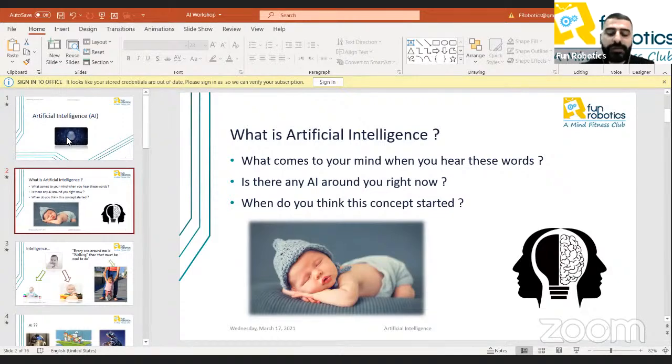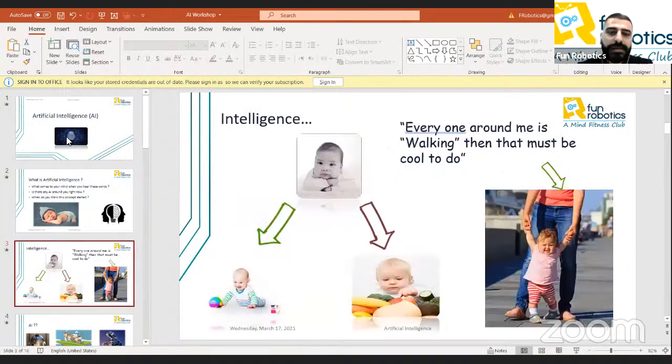And what comes to mind when you hear these words? Right away, artificial and intelligence. Intelligence is another word for being smart. And artificial is something that is man-made. So a computer is an artificial object, or a TV is an artificial object. So let's talk about how intelligence is formed, and how we can apply this way of forming intelligence in a human being to an actual AI system, an actual artificial object.